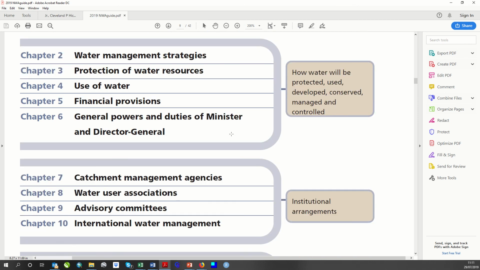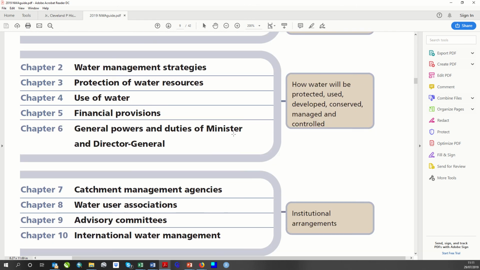Okay. So I want to show you within the Water Act, everything we do, because we're interested in the sustainable use and protection of resources, comes from Chapter 3 of the Water Act. Remember we spoke about the strategies, protection, the use, the financial provisions, all of those things are about management. We're interested in this protection of resources, just that. That explains how water will be protected, used, developed, conserved, managed, and controlled. Remember those lists on the picture I showed you? It's the same list. Okay, and that all fits into the protection of water resources.